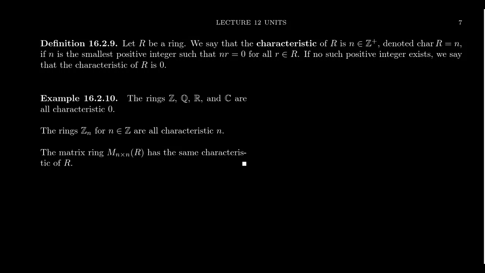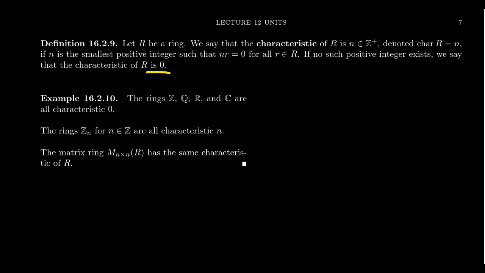So now we get to the titular topic for this video here. Suppose R is a ring. We then define the characteristic of that ring to be a positive integer. Commonly, it's denoted as char of R, the characteristic of R. It's equal to n, where n is the smallest positive integer such that n times r is equal to 0 for every element of the ring. So that is to say, the integer n acts on the ring by being zero. So n times r is equal to zero for every element of the ring. That's if there is such a positive integer. It could be that there is none. If there's no positive integer, we actually call the characteristic of that ring zero.